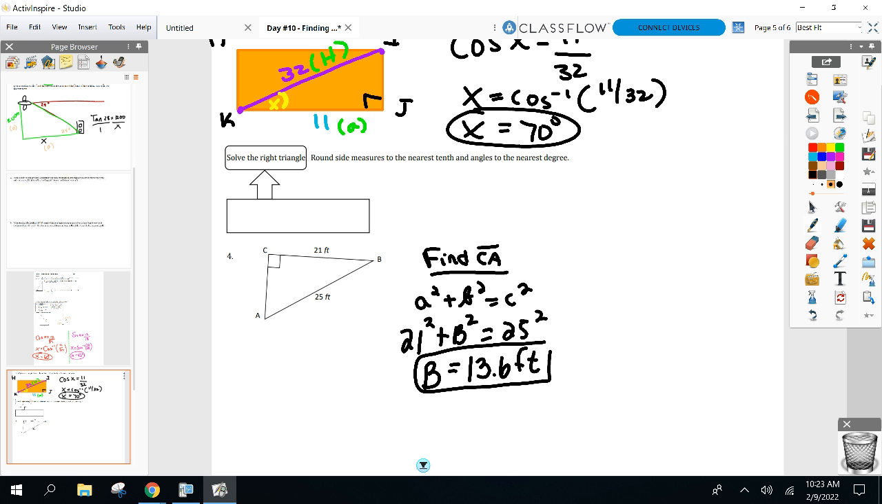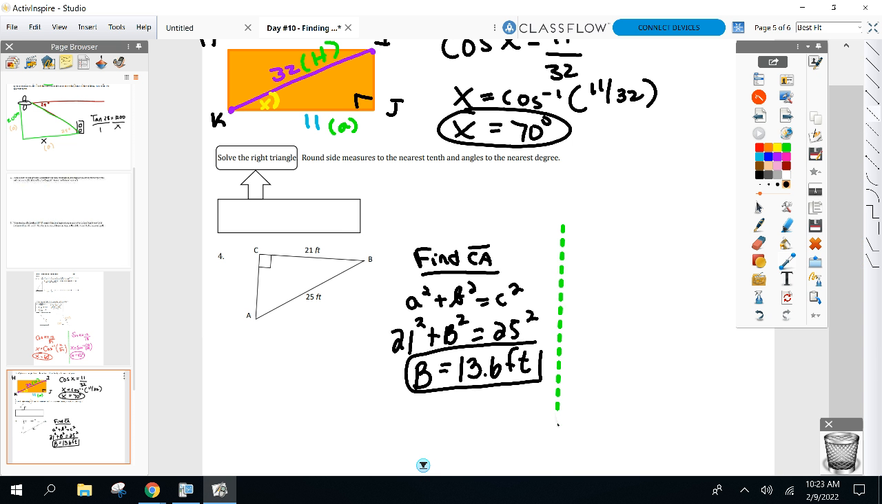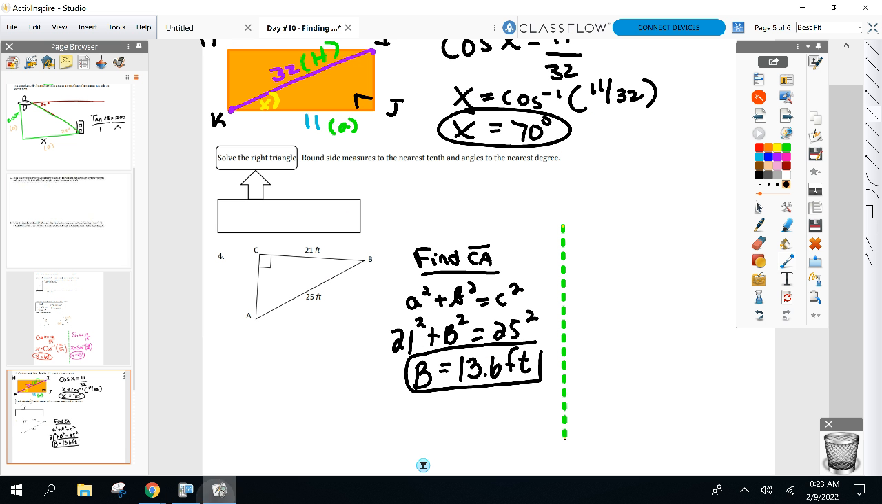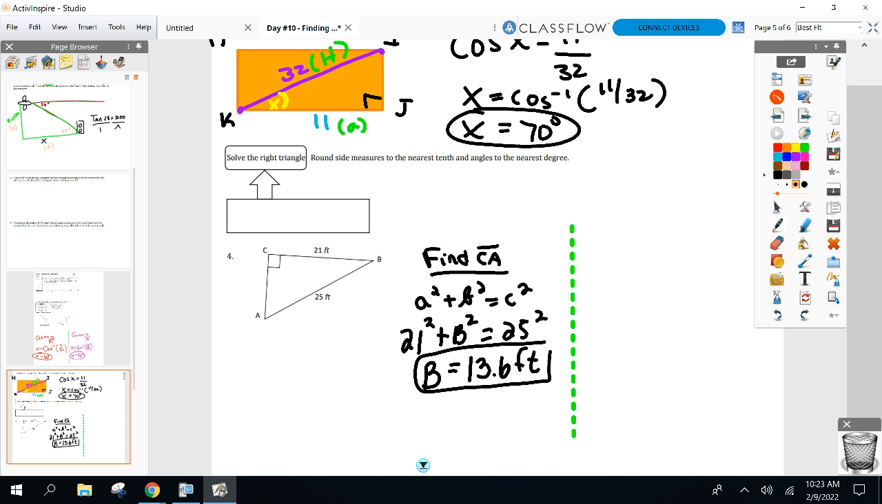Everyone's all right using Pythag there. All right. I'm actually not going to let you choose. I'm just going to ask one person to choose for me. What angle do you want to find next? B. All right. Let's do it. Let's find angle B now.